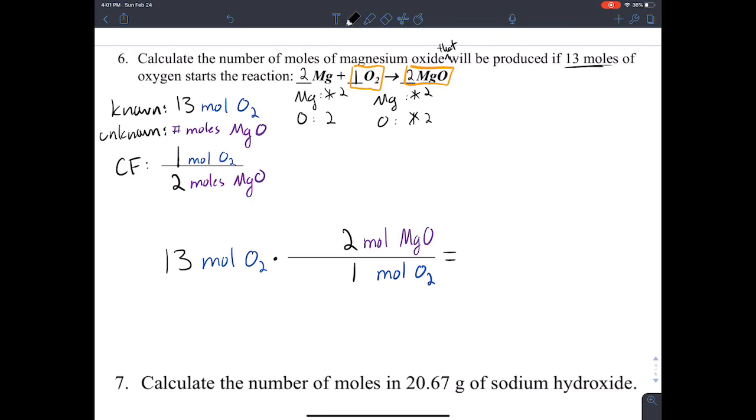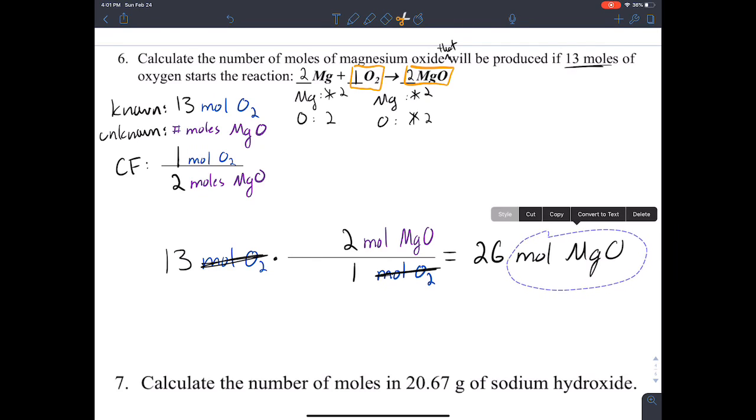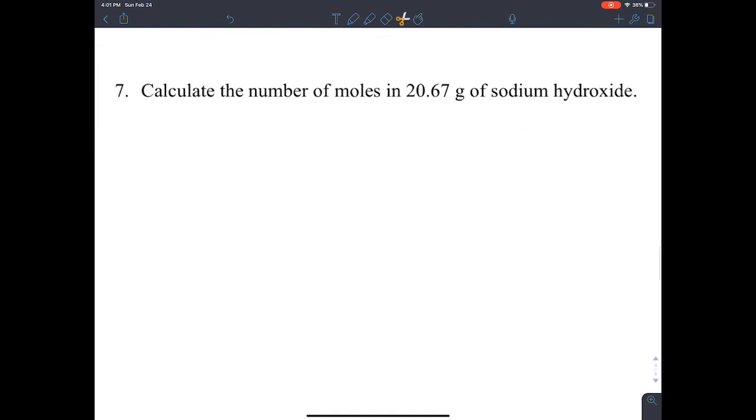And then the math is just to multiply 13 times 2 divided by 1. Divided by 1 is irrelevant. We know we're canceling these, so we're just left with 13 times 2, which is 26 moles of magnesium oxide, because that is what we are left with. Okay, so again, just get the ratio, multiply it out.